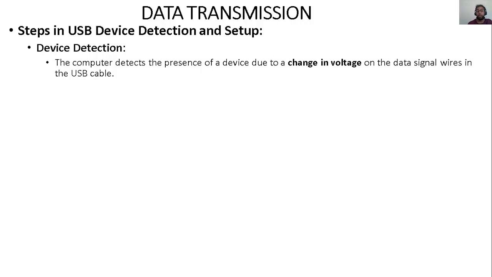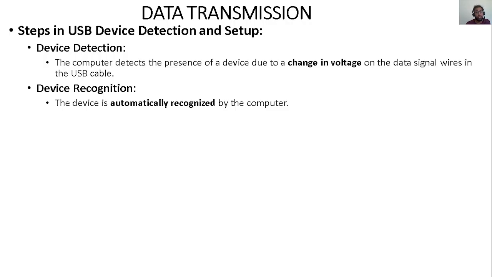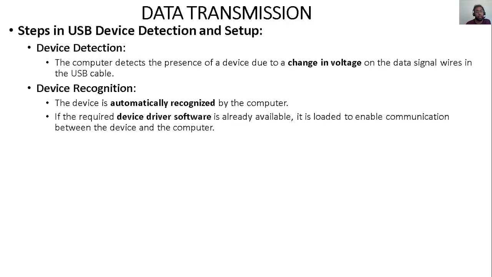Steps in USB device detection. This is important: how USB devices are detected. The computer detects the presence of a device due to a change in voltage on the data signal wires in the USB cable. Basically, when you put the USB cable in the USB port, voltage is changed, and then the device is automatically recognized by the computer.